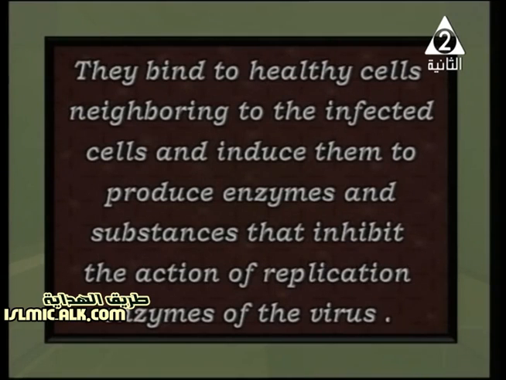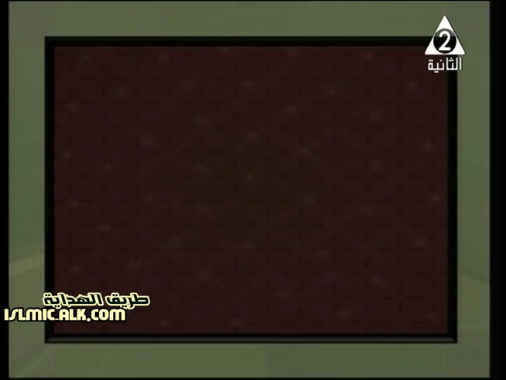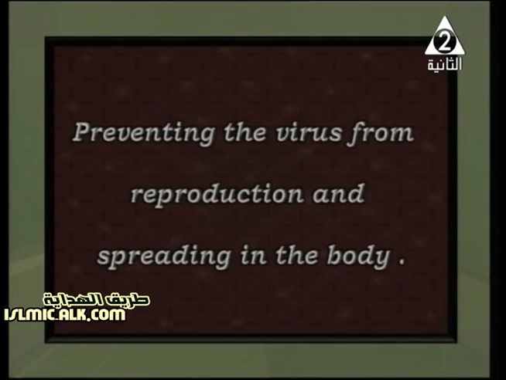So the interferons are a group of proteins with an important role. They bind to the healthy cells neighboring and surrounding the infected ones, and activate them to inhibit the replication enzymes by producing substances. After that, they prevent the virus from reproduction. We need to stop the reproduction of the virus to protect the healthy surrounding and neighboring cells around the infected tissue from spreading in the body.